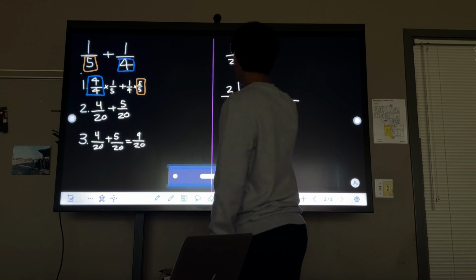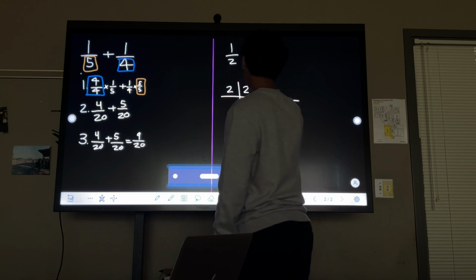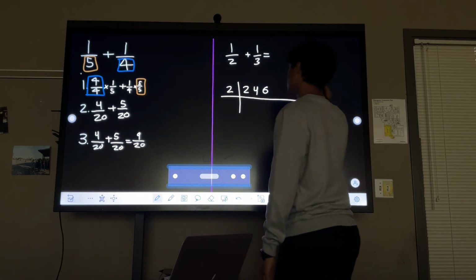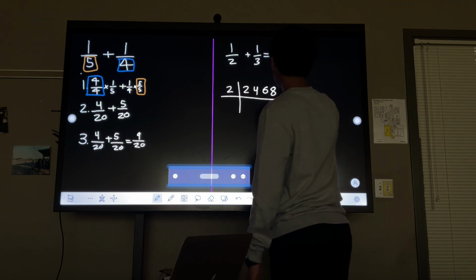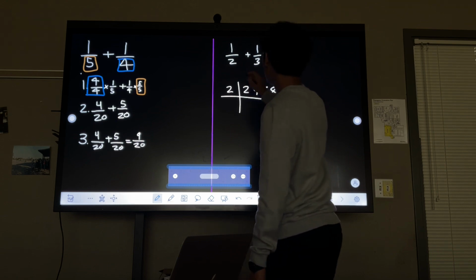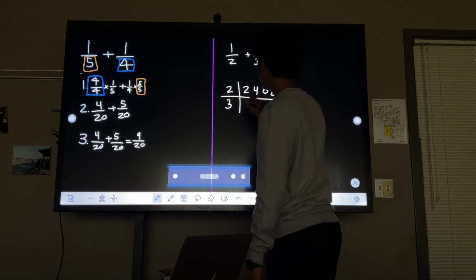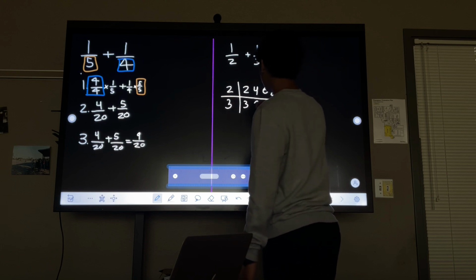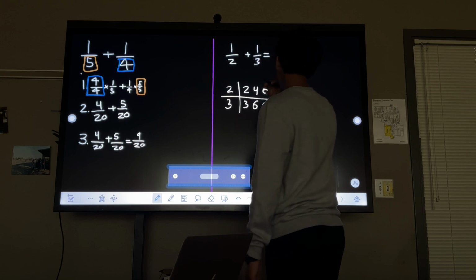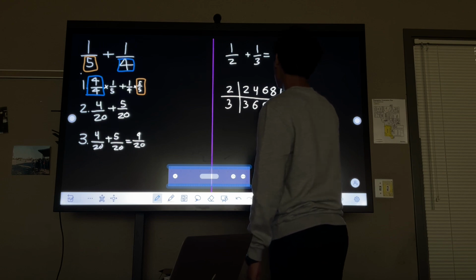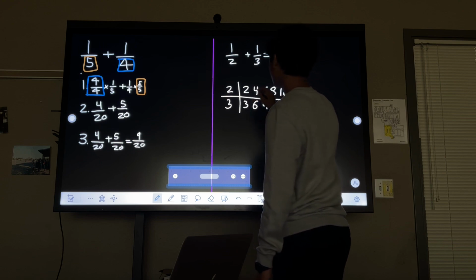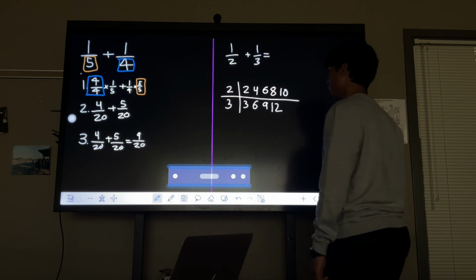2 times 1 is 2, 2 times 2 is 4, 2 times 3 is 6, 2 times 4 is 8, 2 times 5 is 10. Now let's see, we're gonna do 3, and then 3 times 1 is 3, 3 times 2 is 6, 3 times 3 is 9, 3 times 4 is 12, and then we can already see that there's a least common multiple in here.